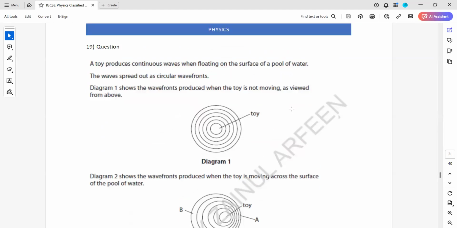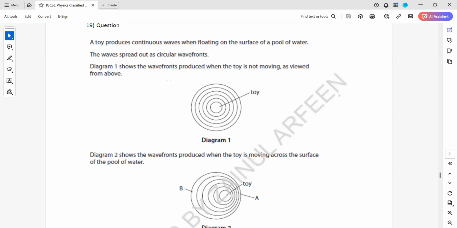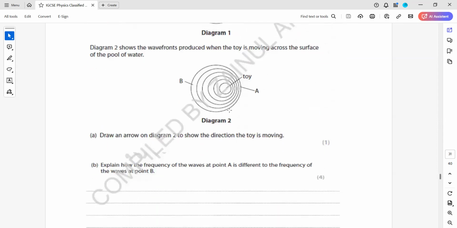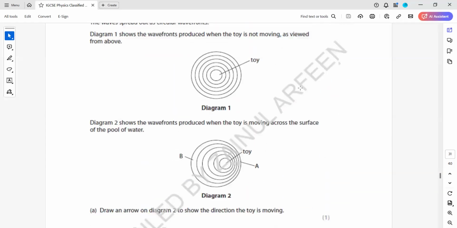The Doppler effect: a toy produces a continuous wave when floating on the surface of a pool. Diagram 1 shows what is produced by the toy, and diagram 2 shows the wave fronts. Draw an arrow on the diagram to show the direction where the toy is moving, right or left? Good. So which direction is the toy moving? It's moving towards the right.